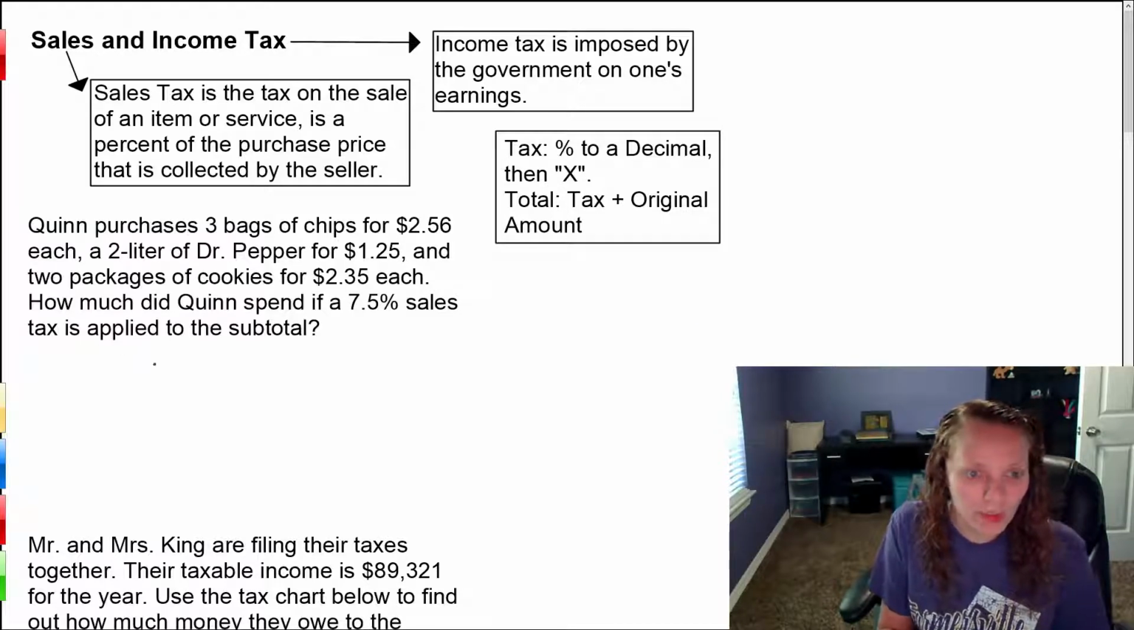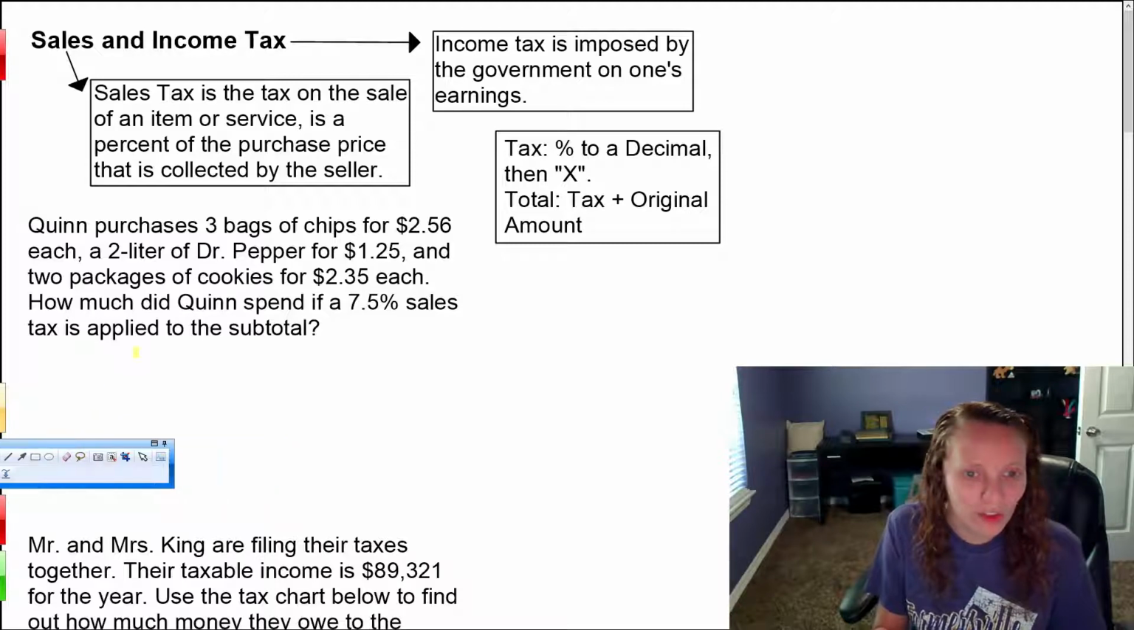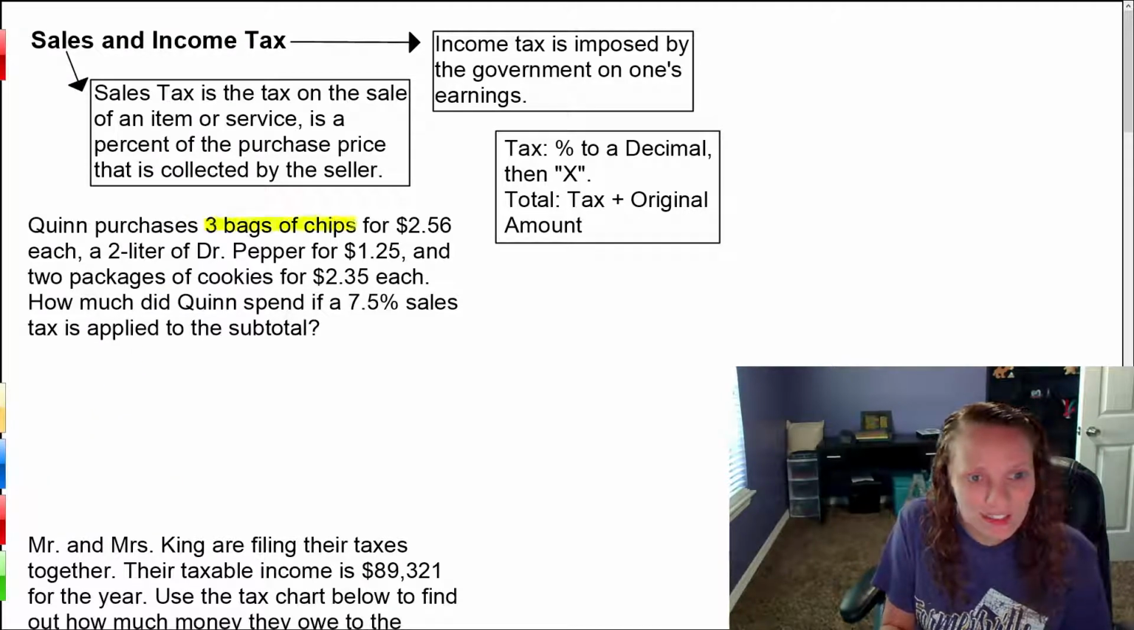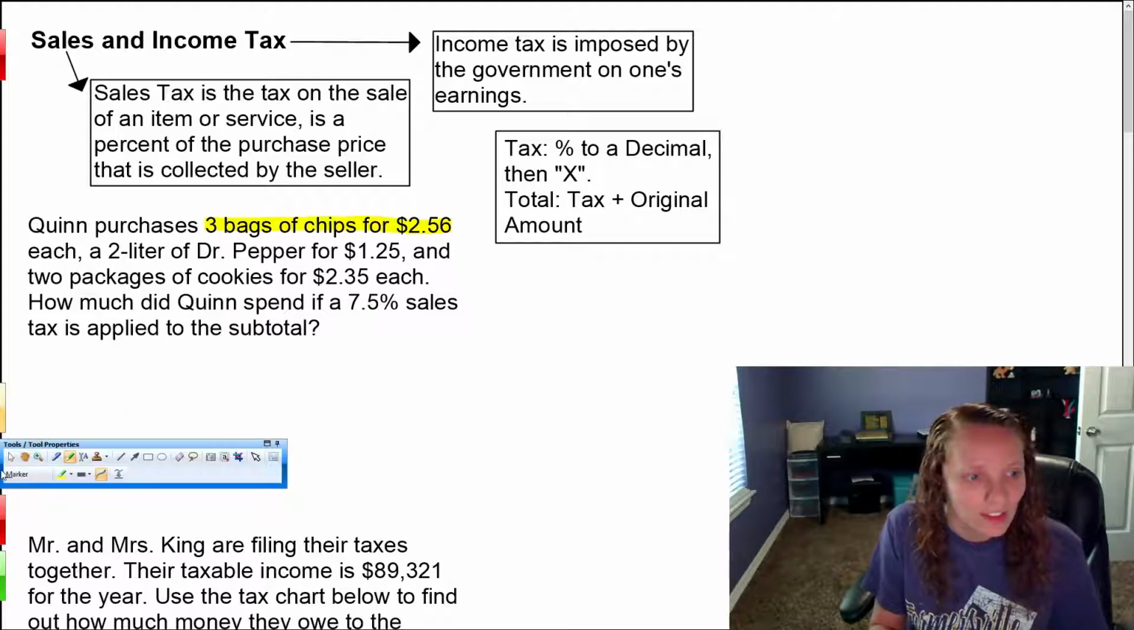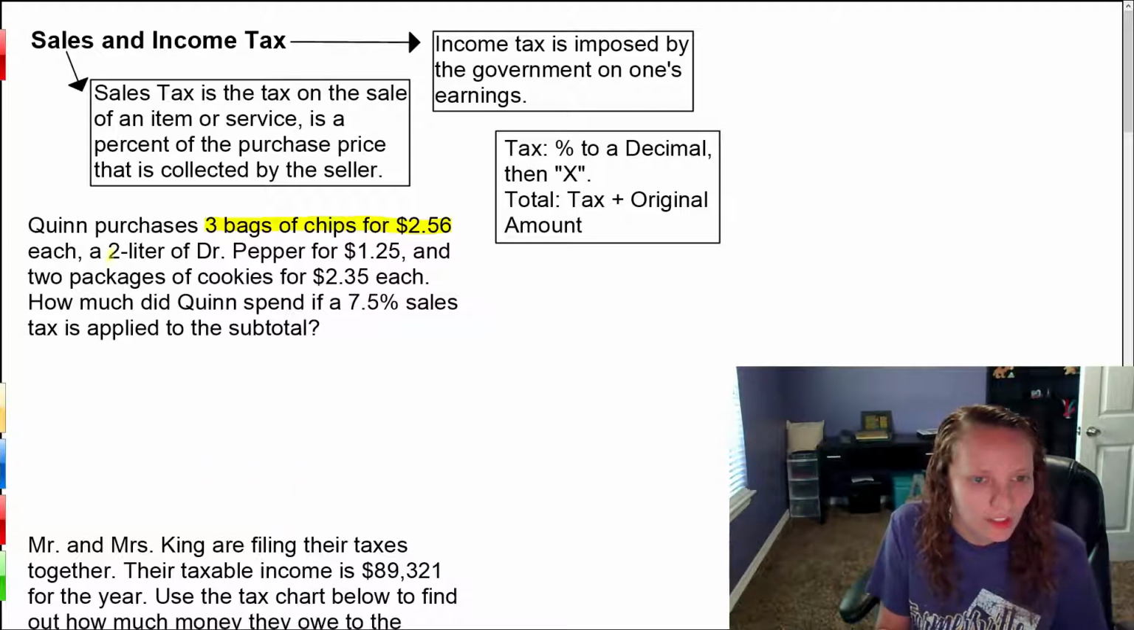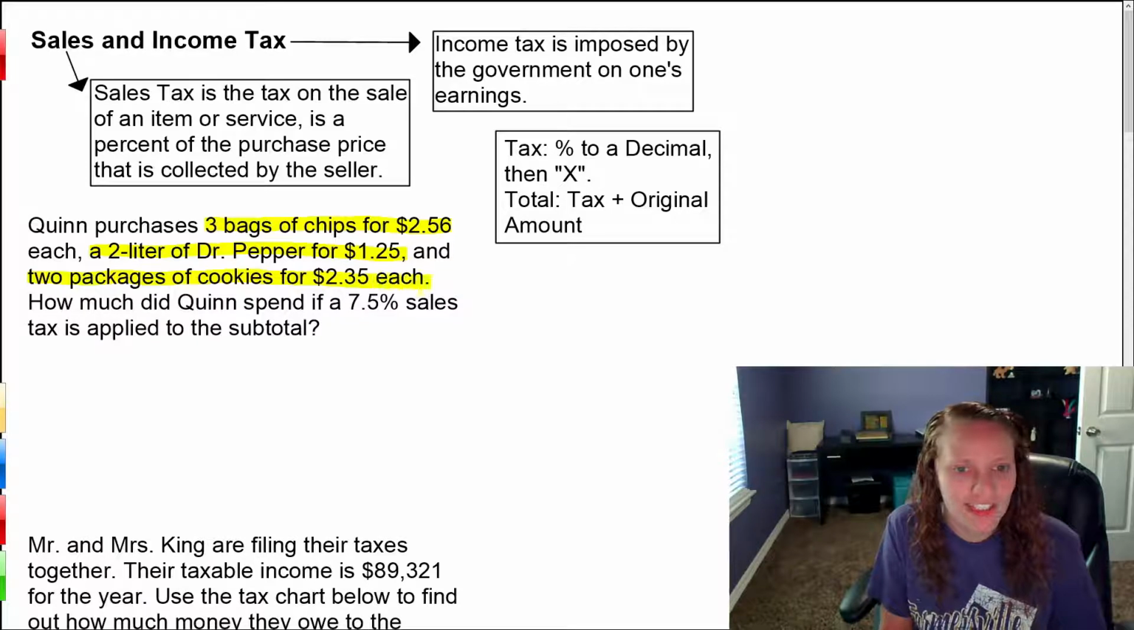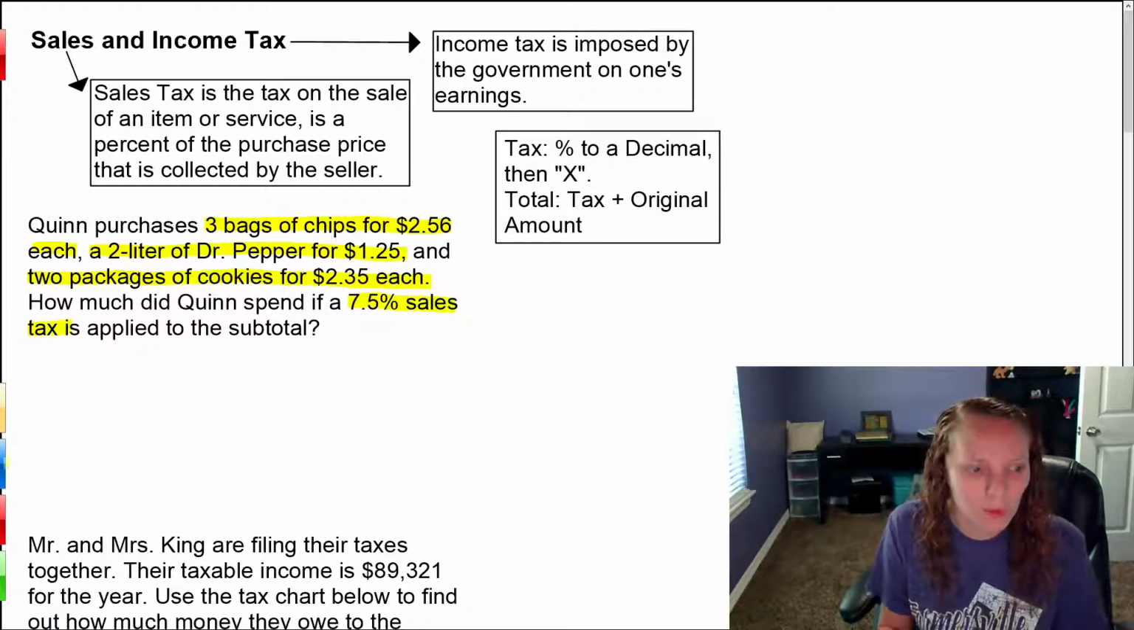Quinn purchases 3 bags of chips for $2.56, a 2-liter of Dr. Pepper for $1.25, and 2 packages of cookies for $2.35 each. How much did Quinn spend if a 7.5% sales tax is applied to the subtotal?